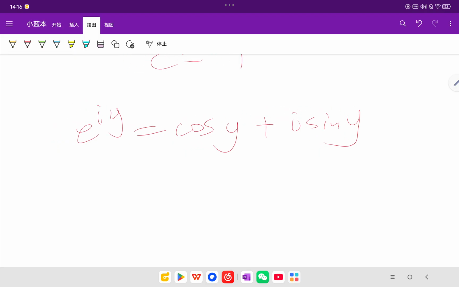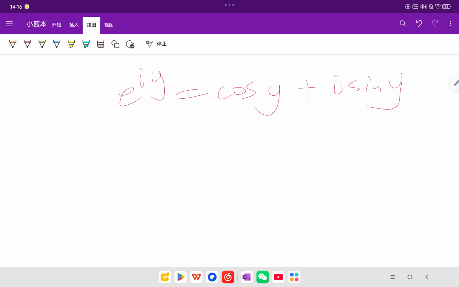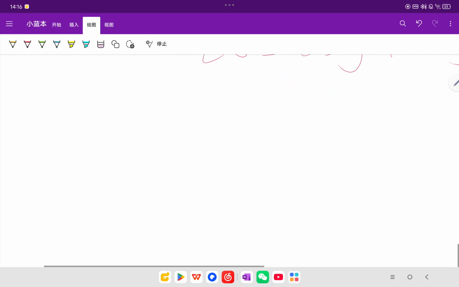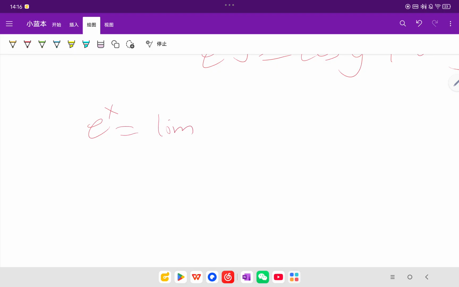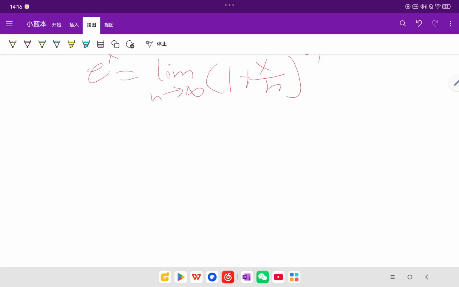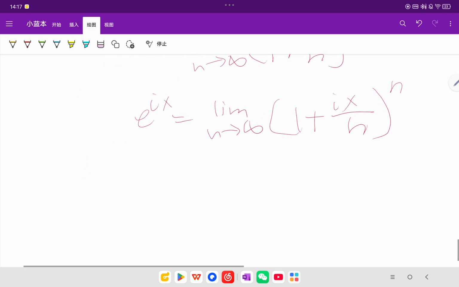So we have our last way of proving Euler's equation. It's by using the limit definition of e to the x. So e to the x equals the limit as n goes to infinity of 1 plus x divided by n, to the nth power. Then we have e to the ix equals the limit, by simple deduction, of 1 plus ix divided by n, to the nth power.